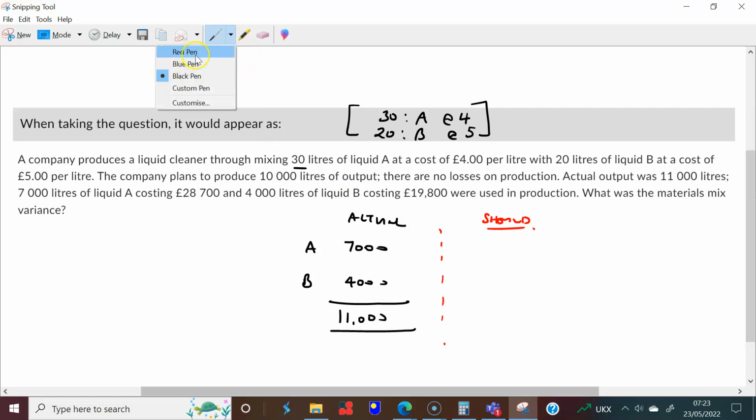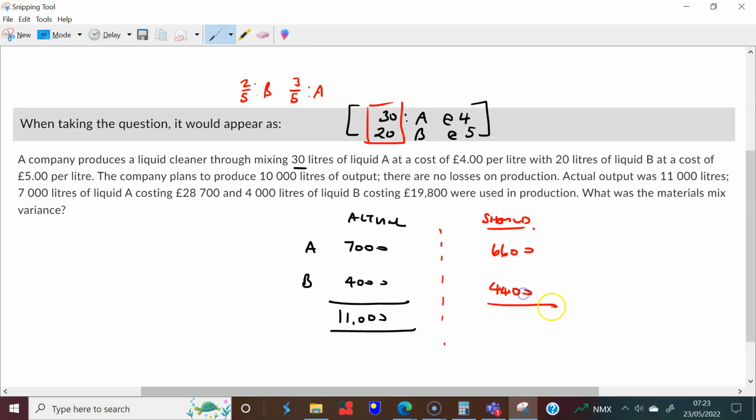So I'm going to take that 11,000 and split it in this ratio, 30 to 20. So it's 3 over 5 for A and 2 over 5 for B. I'm going to take 3/5 of 11,000, which is 6,600. So you should have used 6,600 for A and 4,400 for B. That was the plan.